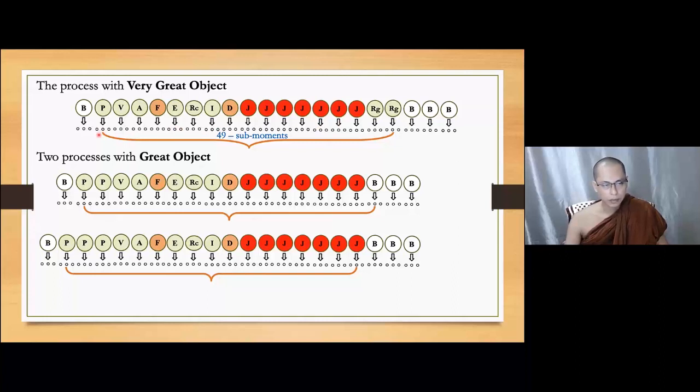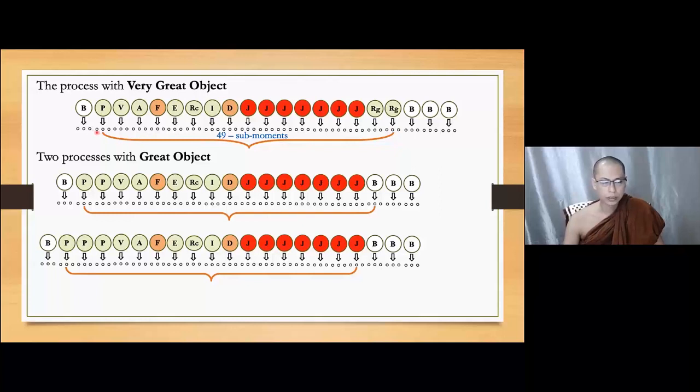So here, the arising moment of past bhavanga has already passed. This is the beginning of the process. This is called the uppada of the materiality. It means the arising moment of past bhavanga is the arising moment of the visible form. So for example, in the eye-door process, the visible form starts to arise at this precise sub-moment, and that visible form vanishes with the last sub-moment of the second registration moment.